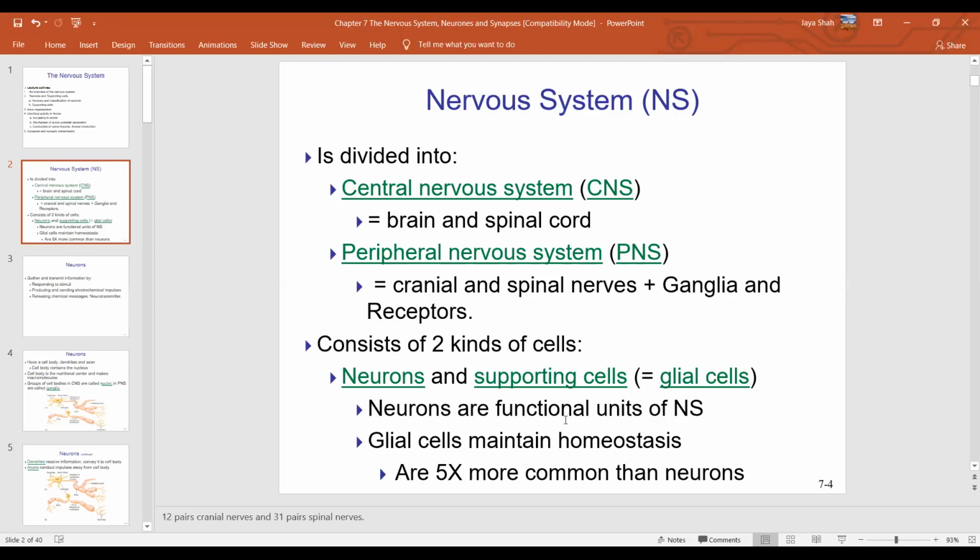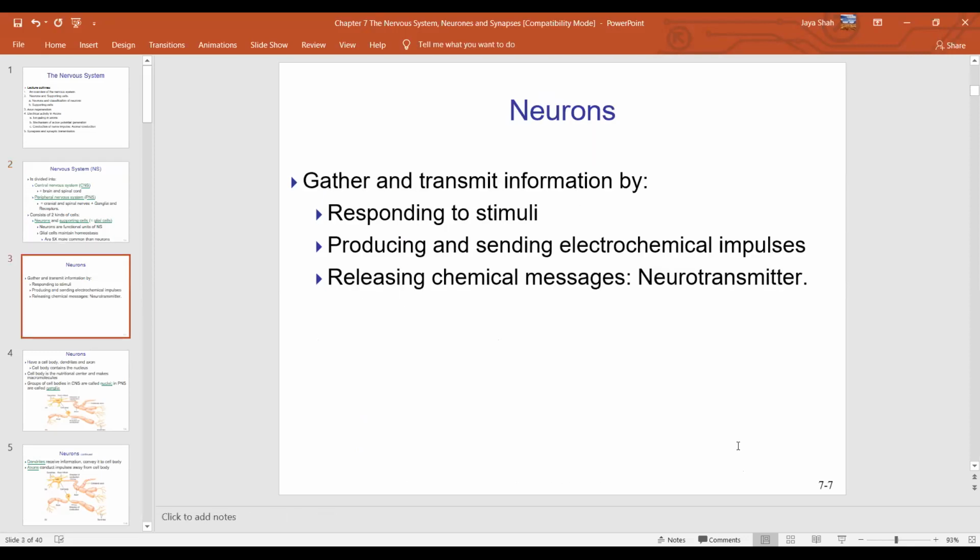Neurons are the functional unit of the nervous system, so each neuron functions independently. And glial cells maintain the structure and chemical homeostasis of the neurons. Glial cells, or supporting cells, are mostly smaller in size, though sometimes not, and they are about 5 to 7 times more common than neurons in the brain and the spinal cord. So let's talk about neurons.